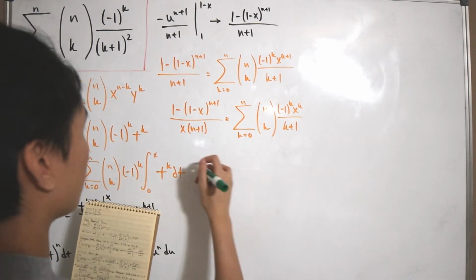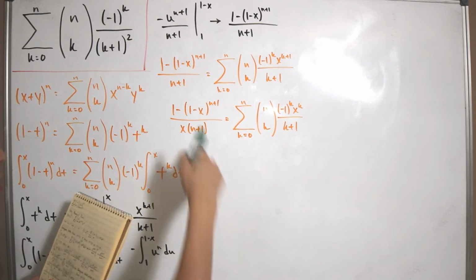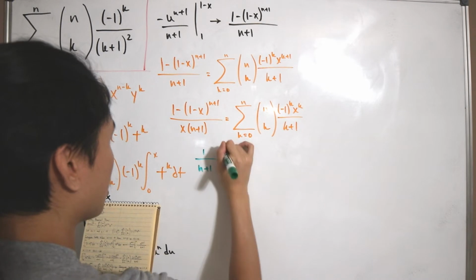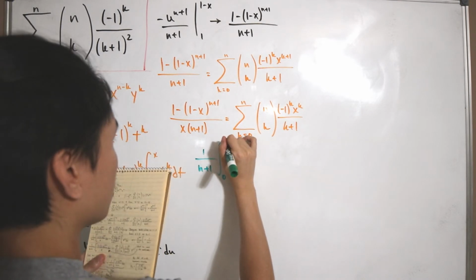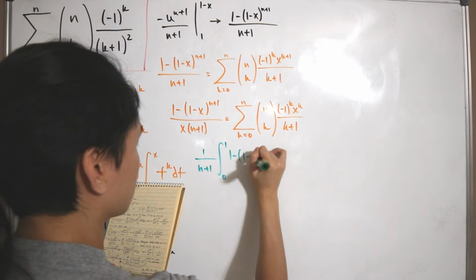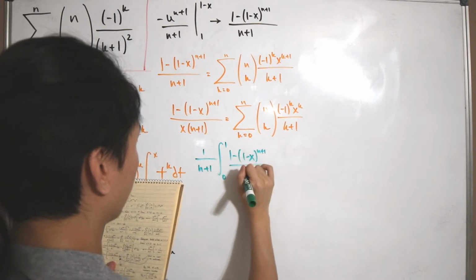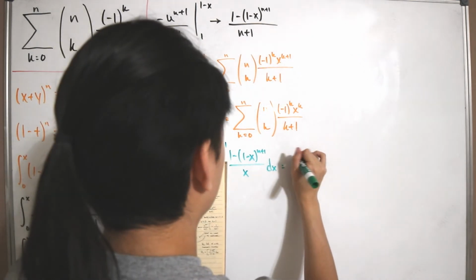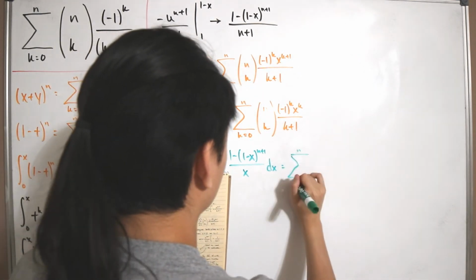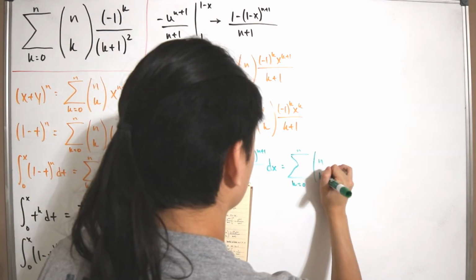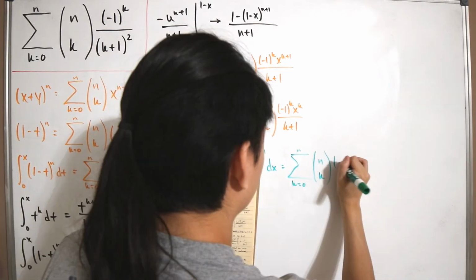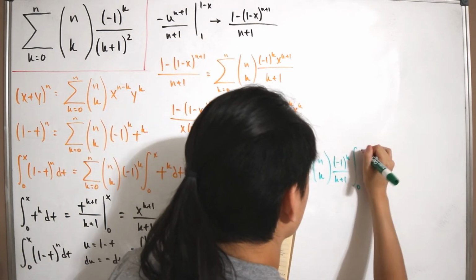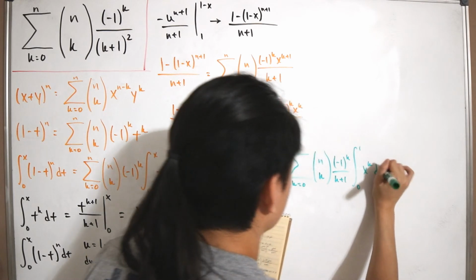So if I integrate both sides from 0 to 1, for one, I have an n + 1 on the denominator. I can factor that out, so we have 1 divided by n + 1, then the integral from 0 to 1 of 1 minus (1 − x) to the power n + 1, divided by x, dx. Then equal to, again, the partial sum, interchange, n + 1 choose k, then (−1)^k divided by k + 1, and then multiplied with the integral from 0 to 1 of x^k dx.